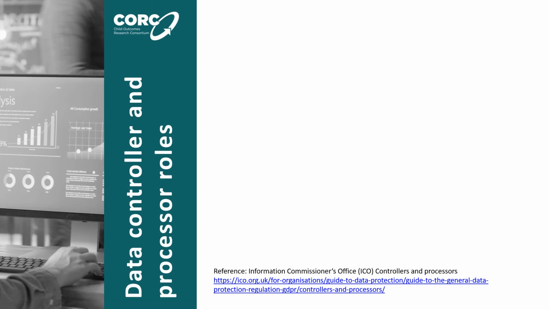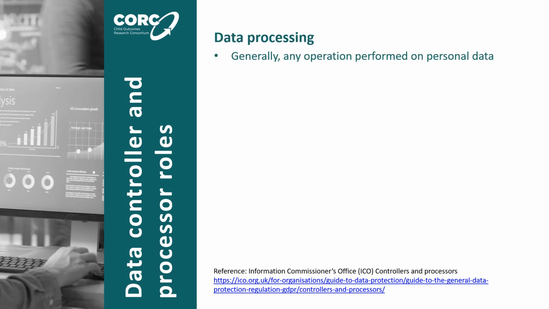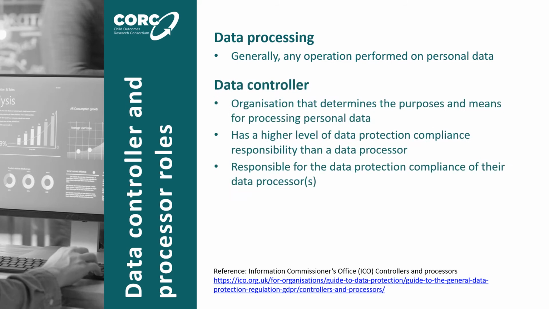This slide briefly covers the meaning of other data protection terms commonly encountered in data sharing. Data processing simply means any operation performed on personal data, including its collection, storage, use, transfer, analysis, or deletion. When personal data are processed by an organization, from a data protection perspective, the organization can have one of two roles. If the organization determines the purposes and means for processing the data, it is the data controller. If the organization processes the data on behalf of or on the instructions of a data controller, it will be a data processor.